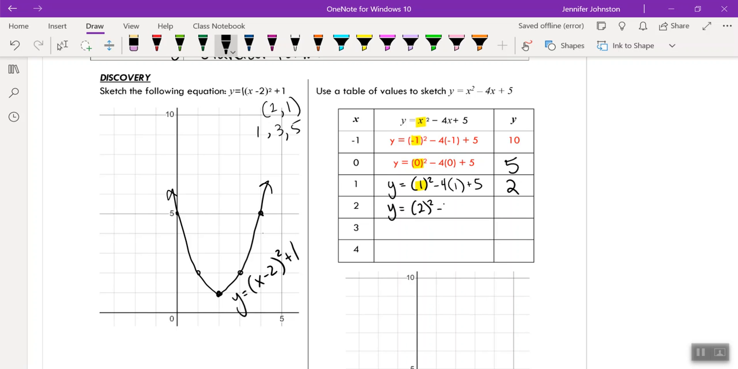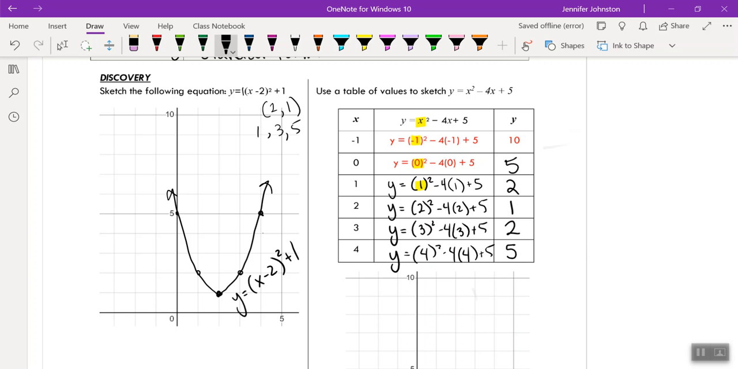Right? 2 squared minus 4 times 2 plus 5. What do we get there? We get 1. What about y equals 3 squared minus 4 times 3 plus 5? Okay, here we get 9 minus 12 plus 5, which is 2. And y equals 4 squared minus 4 times 4 plus 5. Well, this is going to be 16 minus 16 plus 5, which is 5 as well.